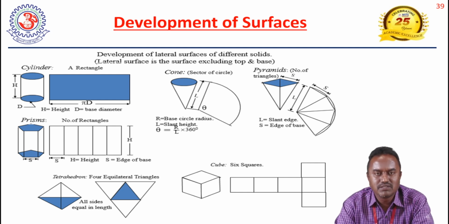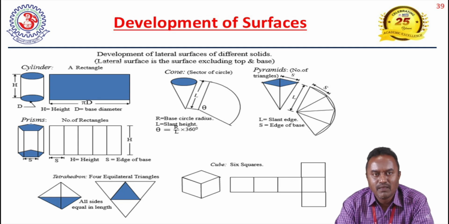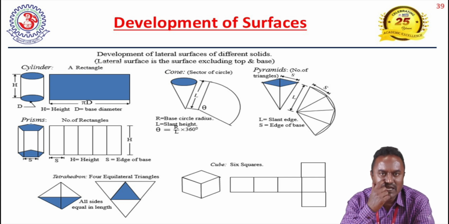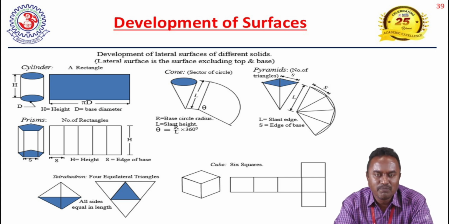So the next stage is development of surfaces. After section of solids, the next level is development of surfaces. We are going to open the surfaces. For example, when you open the cylinder, we will get one rectangle. How are we going to open it? By using some formula. For example, in the case of the cylinder, we use pi d, that perimeter, as the formula for opening the cylinder. And in the case of the cone and the pyramids, we use theta equals r by l into 360, where r is the base circle radius and l is the slant height. Using this formula, we can open the surfaces.